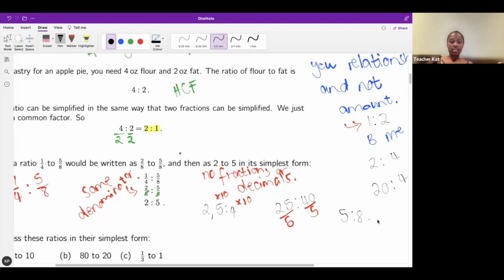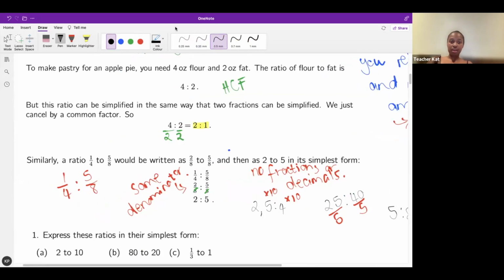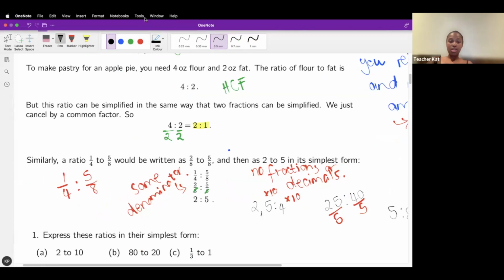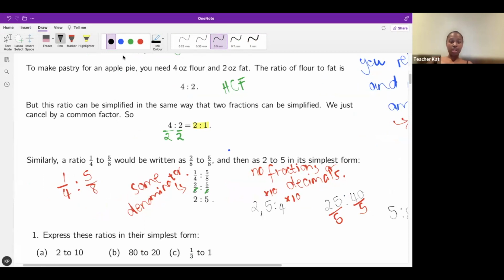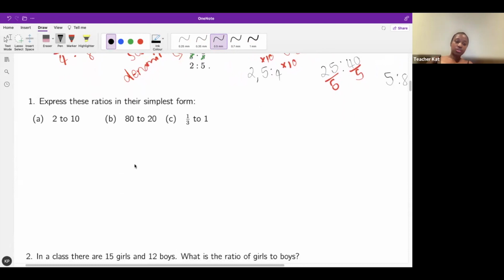Okay, guys, are you with me? I know I said a lot of stuff now. I have given you a lot of information. So I think what we need to do is practice a little bit and see if we actually understand what I was talking about. Okay, the first one says express these ratios in their simplest form, which is what we're expected to do all the time. So let's practice doing that.